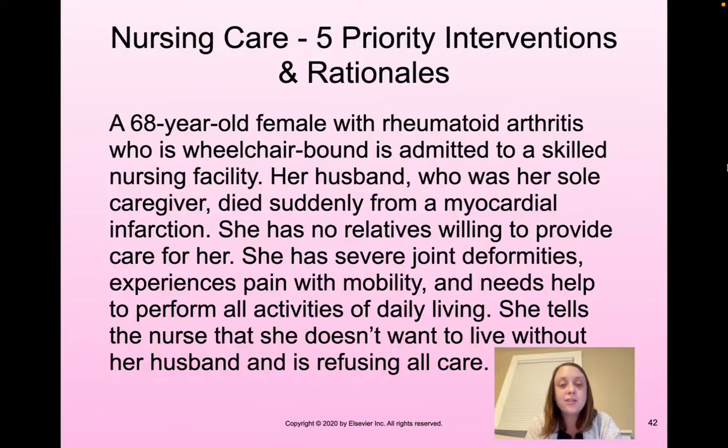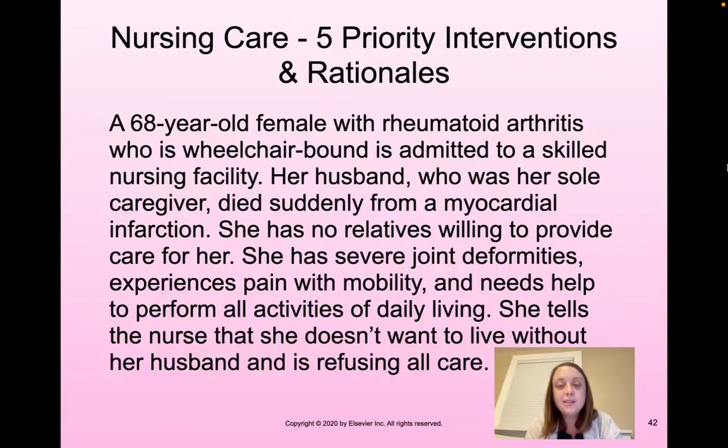We have a 68-year-old female with rheumatoid arthritis who is wheelchair bound, and she's admitted to a skilled nursing facility. Her husband, who was her sole caregiver, died suddenly from a myocardial infarction. She has no relatives willing to provide care for her. She has severe joint deformities, experiences pain with mobility, and needs help to perform all activities of daily living. She tells the nurse that she doesn't want to live without her husband and is refusing all care.